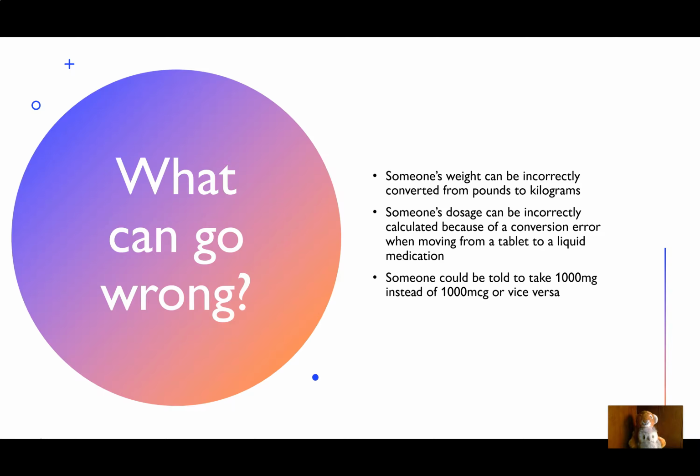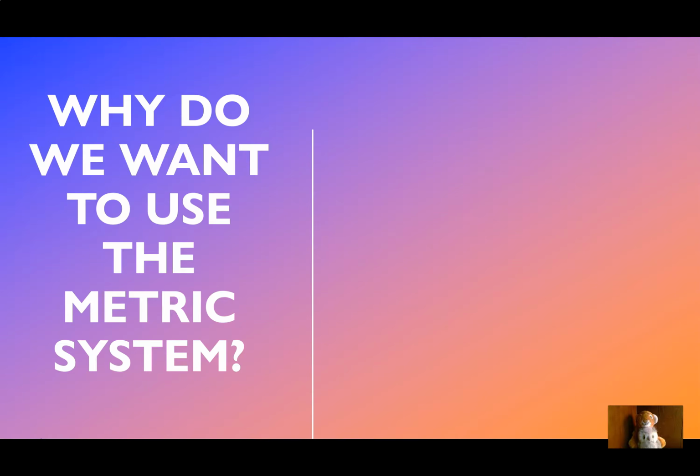So just to give you some idea as to what this means, 1 milligram is equal to 1,000 micrograms. So if you're supposed to take 1,000 micrograms, then you're only supposed to take a single milligram. If you're told to take 1,000 milligrams instead, you have just been overdosed 1,000 times the amount that you were supposed to be. So milligrams and micrograms are very different, and it's really important that not only are the numbers correct, but the units are also correct. Okay, so those are the things that can go wrong.